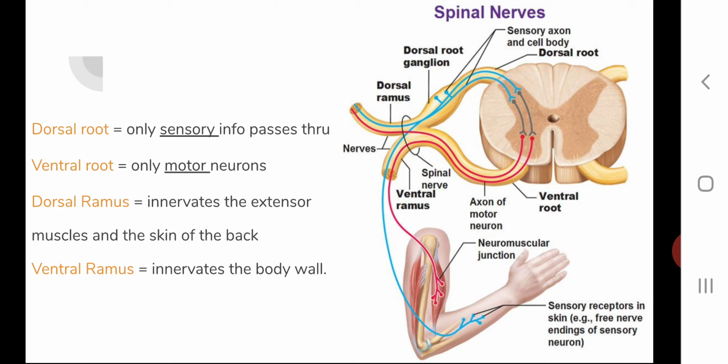Dorsal ramus innervates the extensors of the back and the skin of the back. That's pretty obvious, right? Because we have dorsal, and dorsal is posterior. So those nerves in the dorsal ramus are going to be sent to the back of the body, and then the ventral ramus, everything basically else. We're talking front of the body, arms, legs. This is the ventral ramus. Very large interconnected nerves. So I think that's the end of our slideshow today.